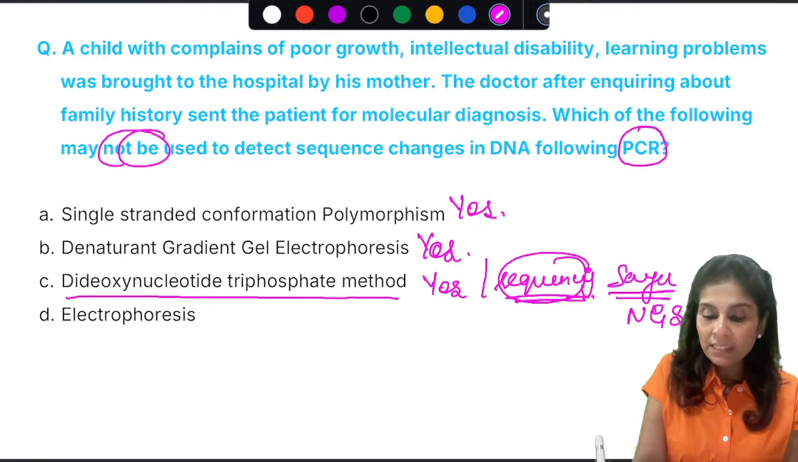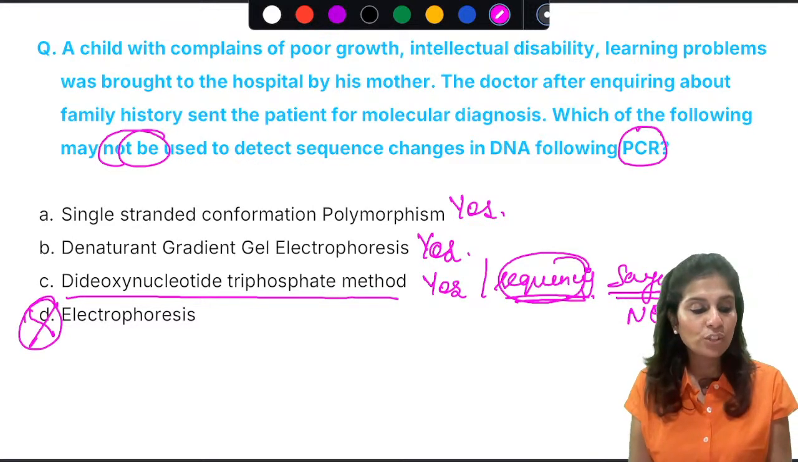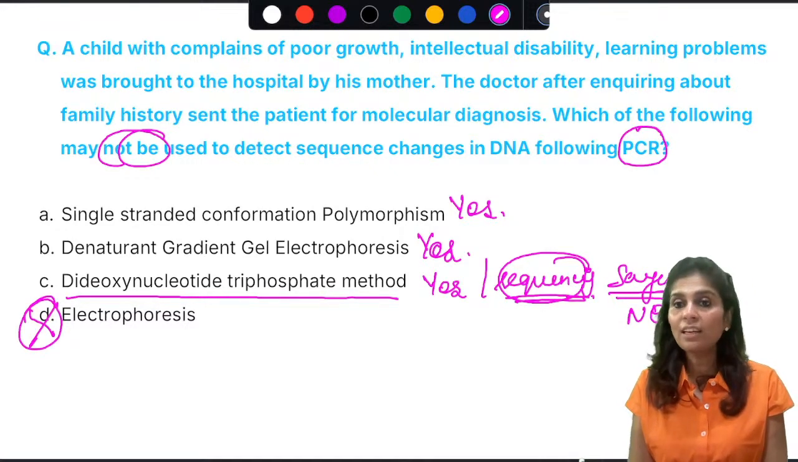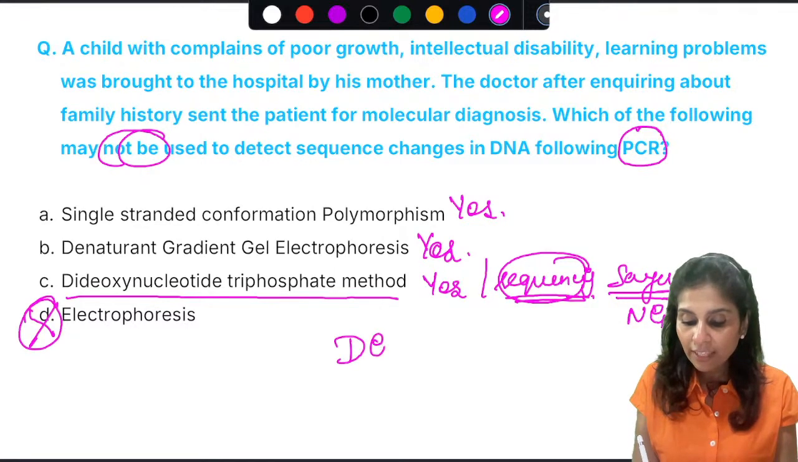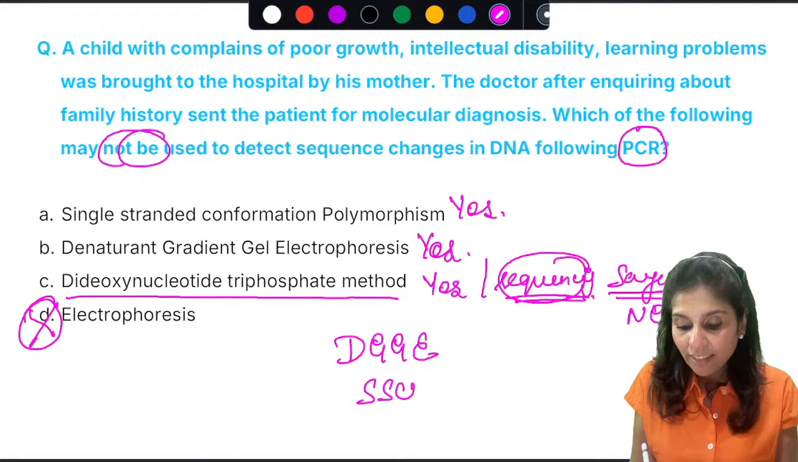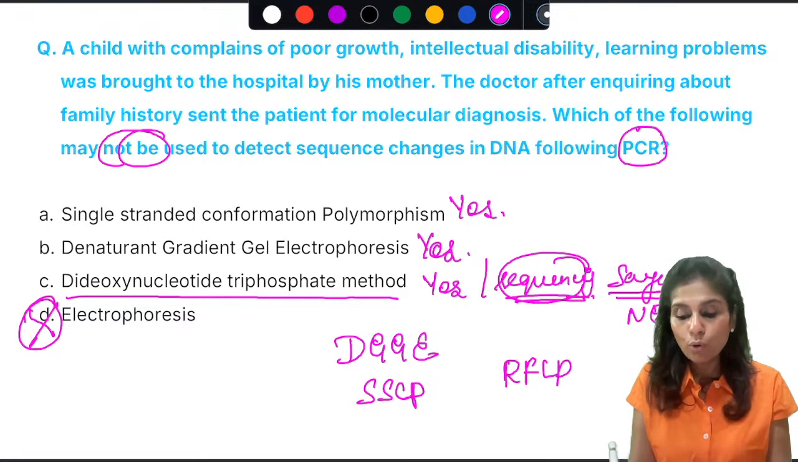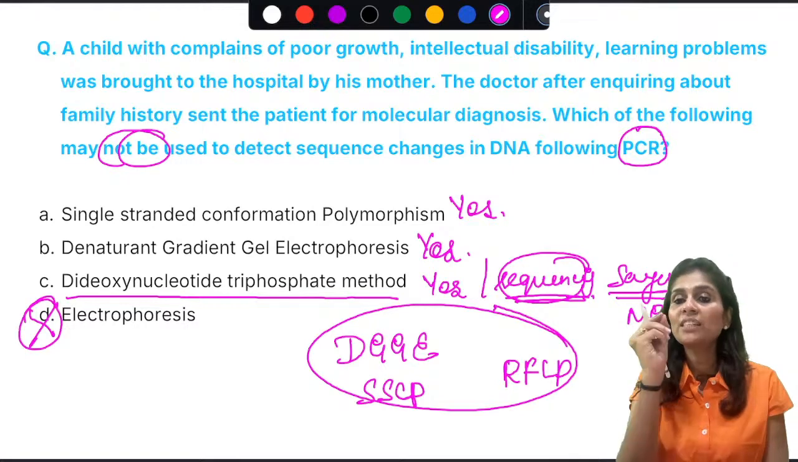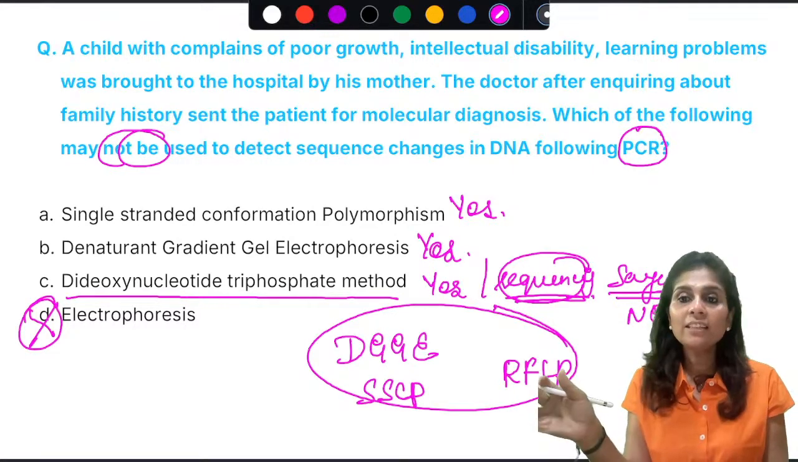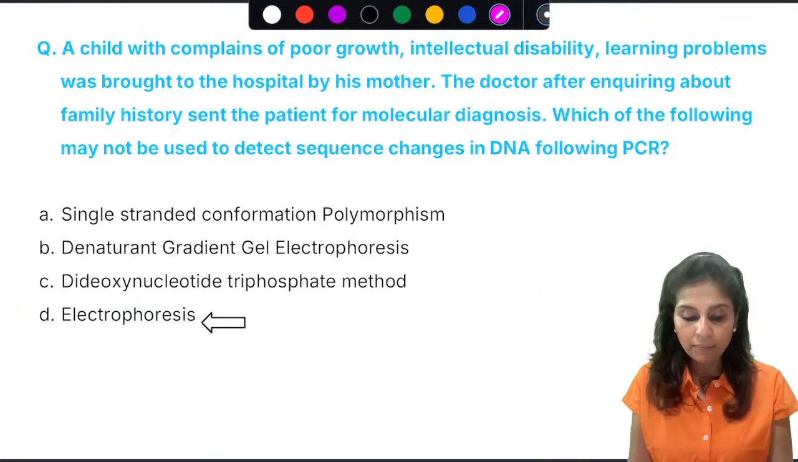So following PCR, if you just run it through electrophoresis, that cannot be used. Do you understand that? Following PCR, if you just run electrophoresis, it will not help you. Following PCR, denaturing gradient gel electrophoresis, yes, it can tell you. Single-stranded conformation polymorphism can tell you. RFLP can tell you. For all these, electrophoresis is just a part. But just by running it through electrophoresis, you cannot make a diagnosis. So answer is D.